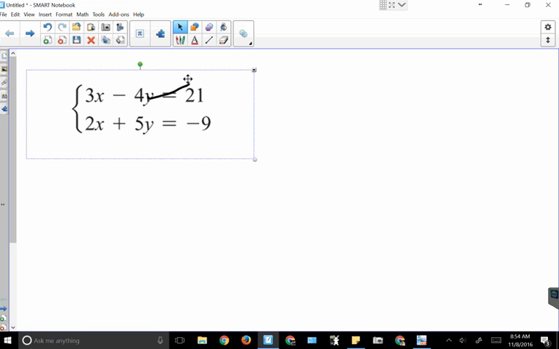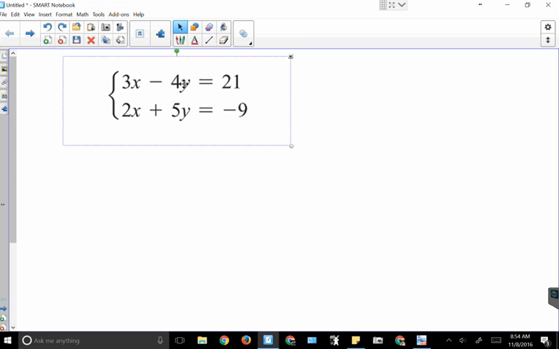Now, the idea that we're going to use for this is what's called elimination. We want to get rid of variables that are in common. And one of the ways that we do this is by multiplying through by a value so that I get the same variable with the same coefficient but with opposite signs.